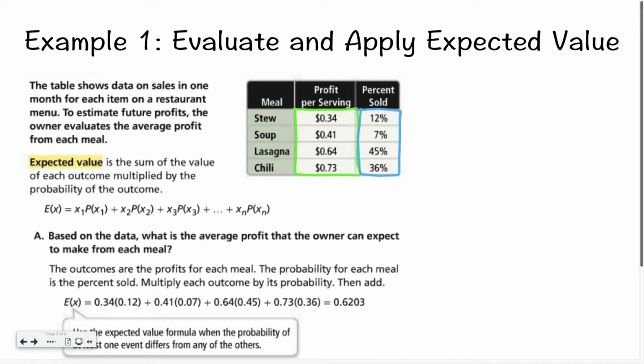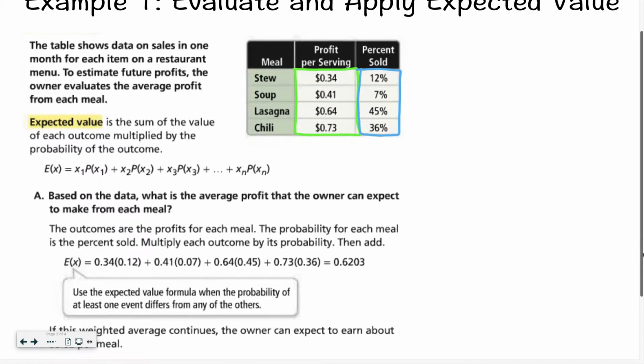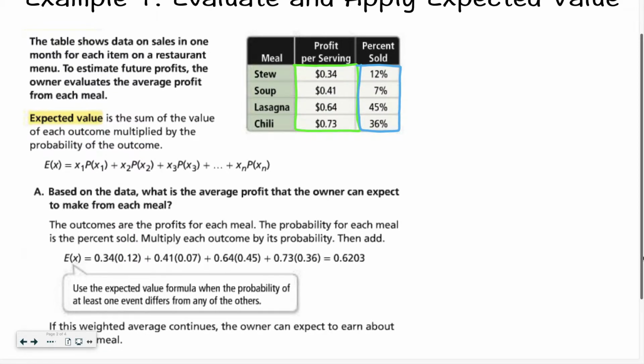Now, expected value is the sum, so when you add all of them together, the sum of the value of each outcome multiplied by the probability of the outcome. That maybe sounds a little scary, but honestly, it's not a super tough thing to actually calculate. So if we look at letter A, based on the data, what's the average profit that the owner can expect to make from each meal?